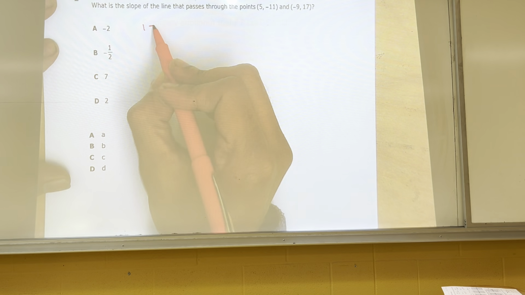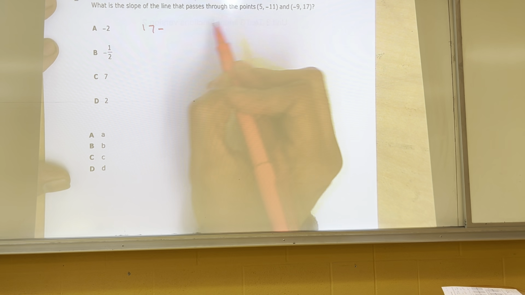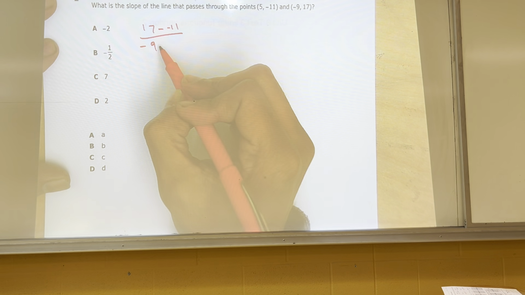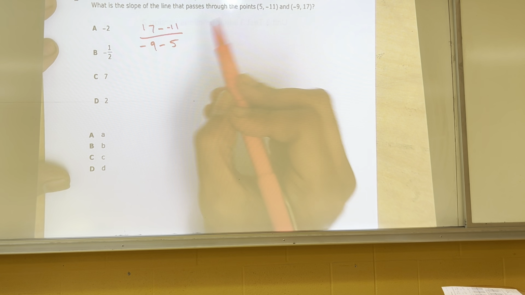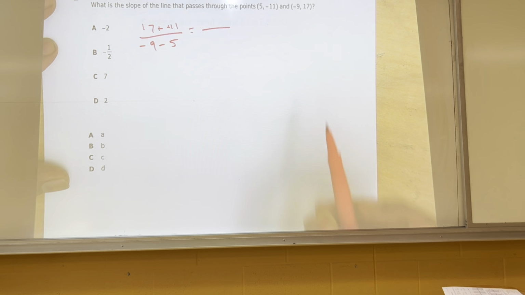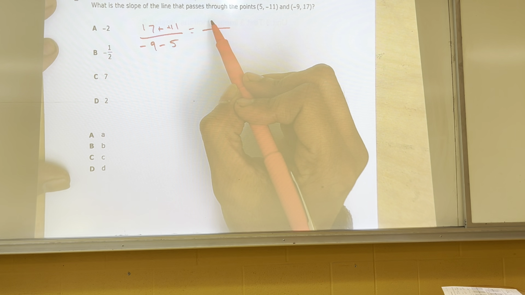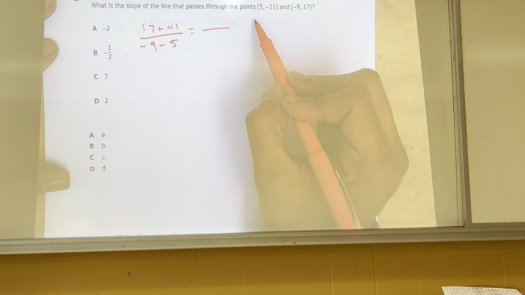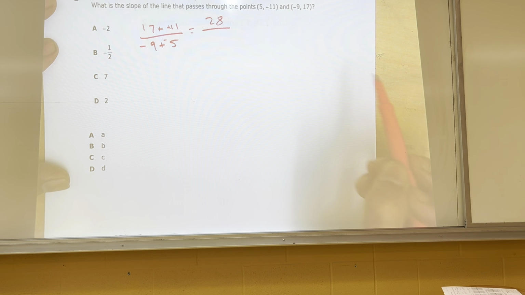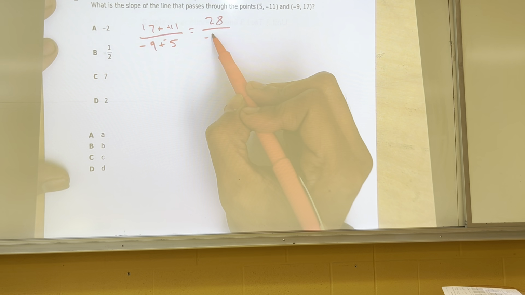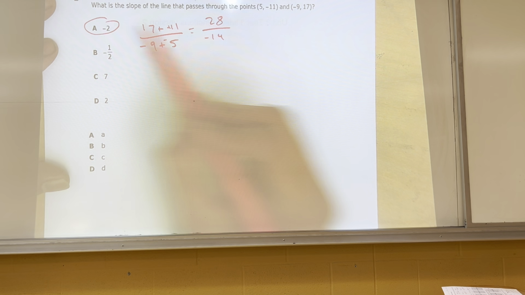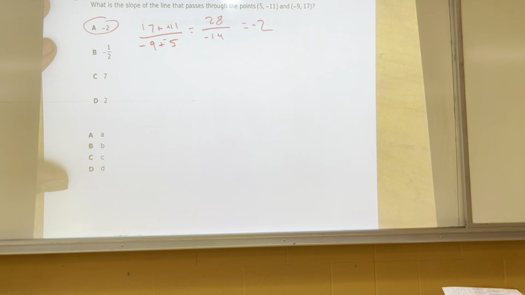Slope is 17 minus negative 11 over negative 9 minus 5 equals, and those together, what do you get? 17 and 11 is 28, and then right here you get negative 14, which will give you an answer of negative 2. Okay, that's that.